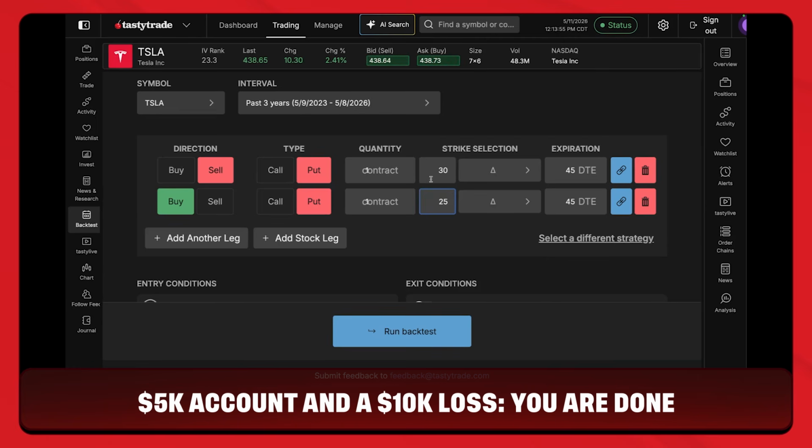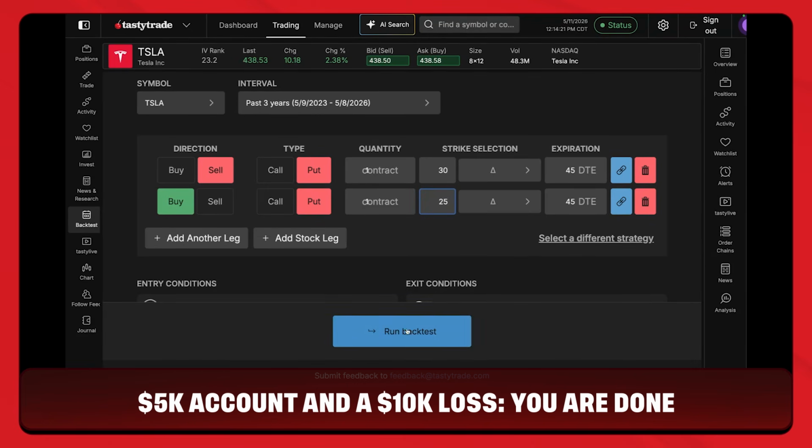What that means is this is a little bit closer to the money. The strike price of this 30 delta put is closer to the actual stock price of Tesla. The 25 delta put, the strike price is a little bit further away. That's why it is a short out of the money put spread, selling a higher strike put, buying a lower strike put. Run the backtest, same parameters, and just run it.